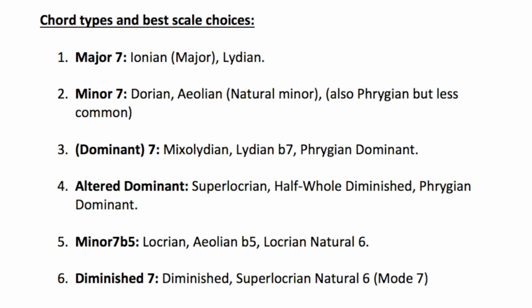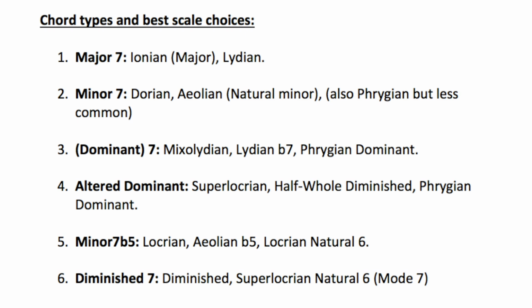You'll notice that not every chord type is here, however the missing ones are usually an extension or derivation of these. So we've got major 7, minor 7, dominant 7, altered dominants, minor 7 flat 5 and diminished 7 chords. Over a major 7 chord, our main choices are Ionian and Lydian.